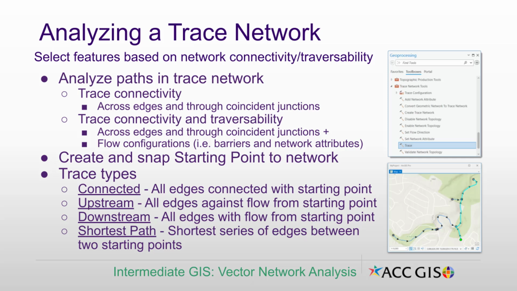Downstream connects all the edges with flow from the starting point. And then shortest path selects the shortest series of edges between two starting points. And if you look in the map view in the lower right-hand corner, you can see that I've set a starting point about halfway up the network, and I've run a downstream trace. So it's selected all the edges that go with the flow from the starting point.